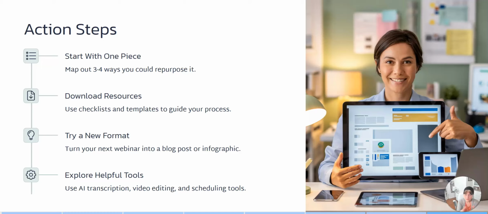A great thing to do is checklists and templates to guide your process. Basically, create a checklist for yourself. Number one, this is the piece I'm going to use. Okay, the article is about bathroom safety. 1, I'm going to put it on Instagram. 2, I'm going to put it on Pinterest. And 3, I'm going to make a short YouTube video about it. So that's your checklist for that.